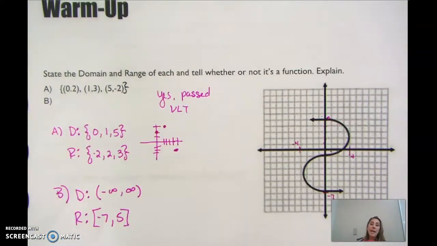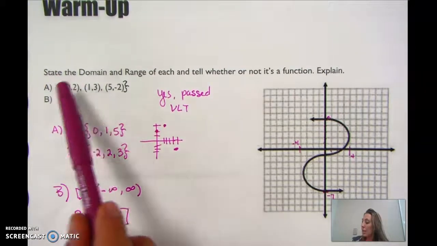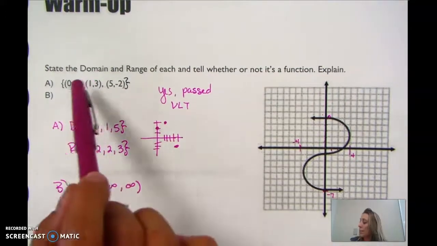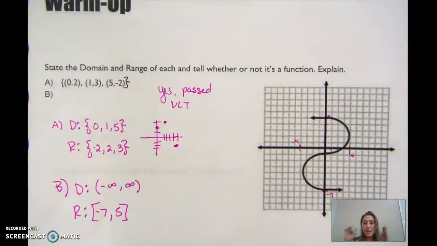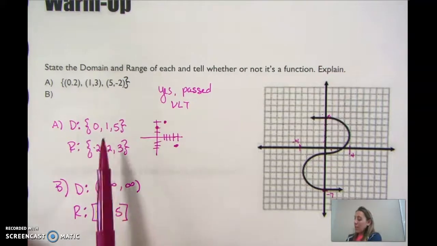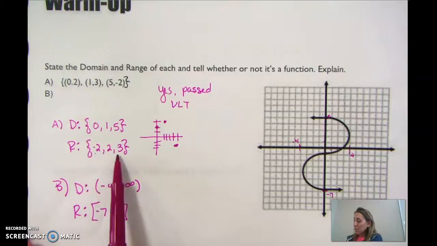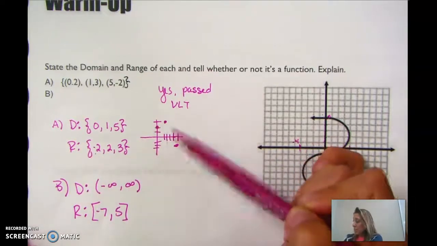All right, so I went ahead and did the domain, and because this is listed in roster as a set, I needed to use roster notation, so that means that each one of these is a point. It's not a continuous line, it's a discrete graph, so I wrote down all my x values, smallest to largest, all my y values, smallest to largest. I graphed it, and yes, this is a function, and it passes the vertical line test.